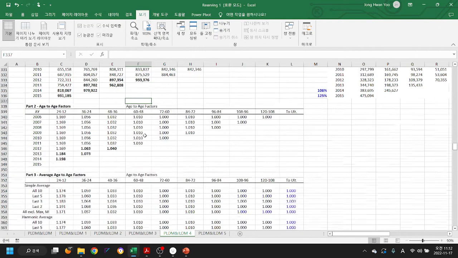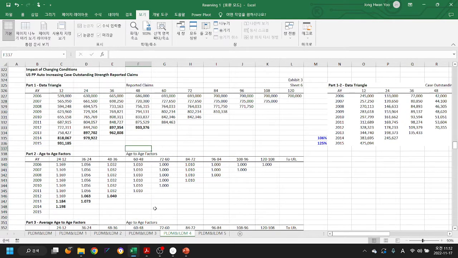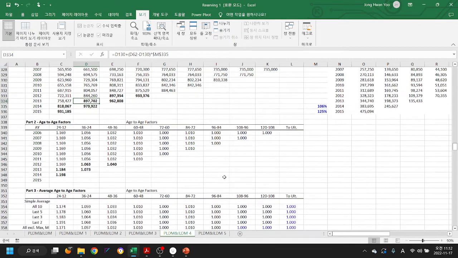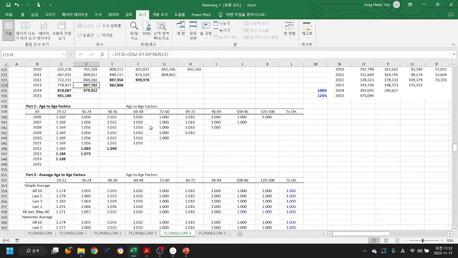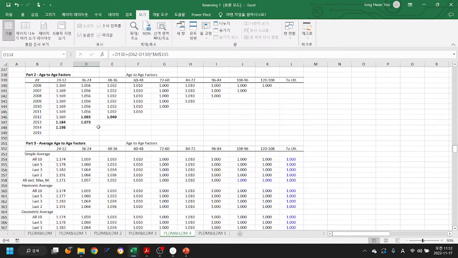So the reported claim and paid loss triangle won't change at all. Here I have a different reported claim amount because paid loss is the same, but the case outstanding I have over there, I increased by 6% and 25% accordingly. Right now I have the age to age factor. Now, especially for those different case outstanding numbers, it produces different age to age factors.